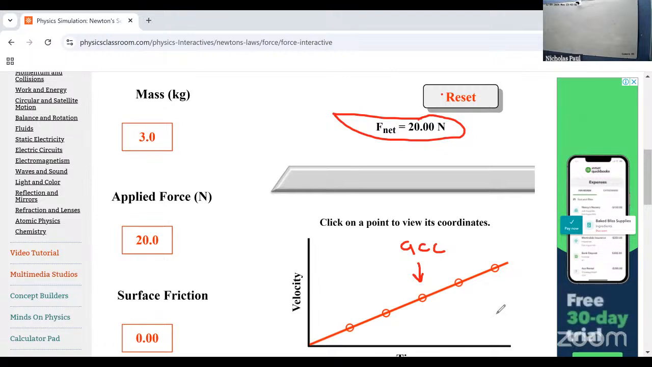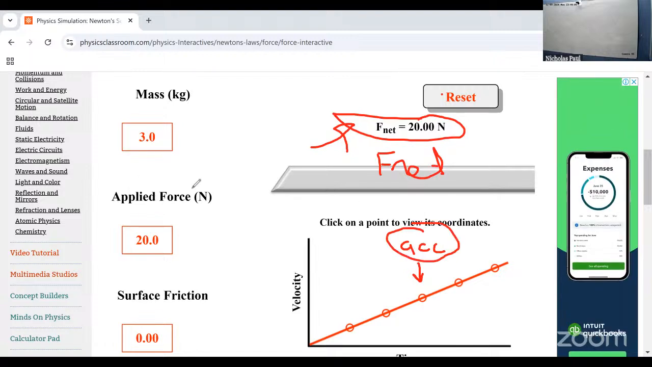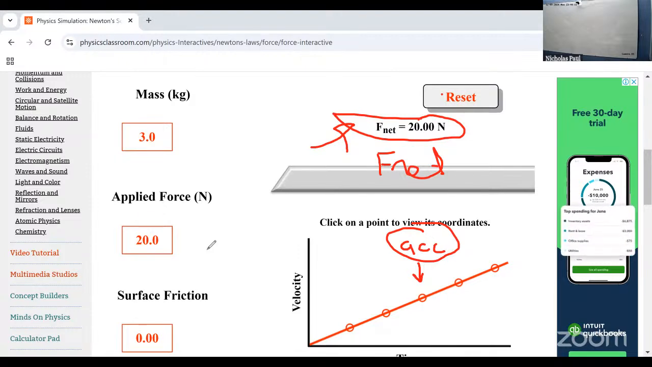What Newton's second law says is that whenever there's a net force, once you have a net force, there will always be an acceleration. I want you to tell me if it is directly or inversely proportional. What do you say here?